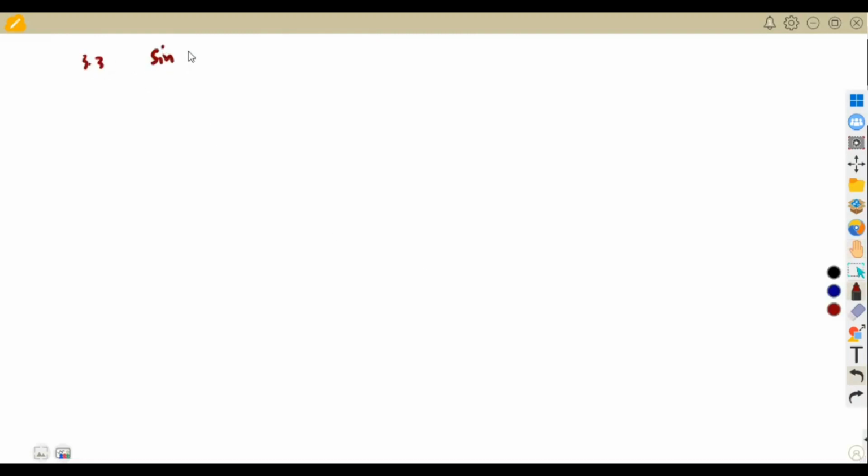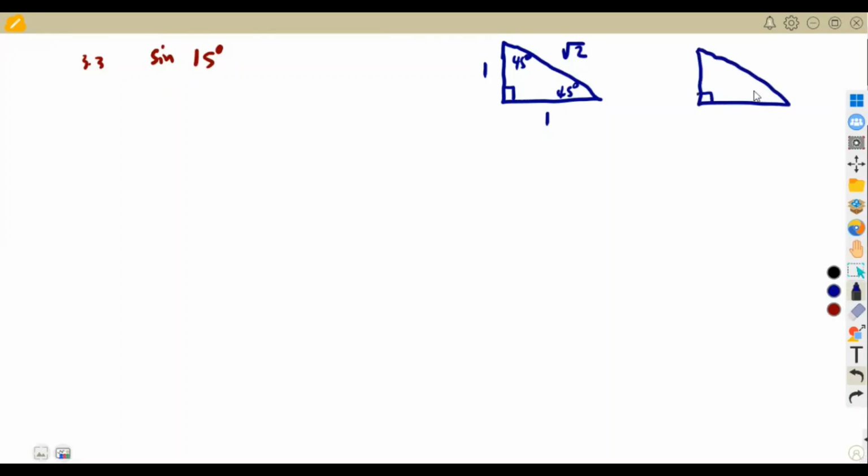So in order for us to obtain the sine of 15 degrees, we are going back to our special angles. Remember, from our special angles, we've got the angle of 45 degrees from this triangle where this is 1, 1, and this is actually square root of 2. Then we have got the triangle of 60 degrees and 30 degrees, whereby this is 60 degrees, this is 30 degrees, and this will be 1, 2, and we also have the square root of 3.